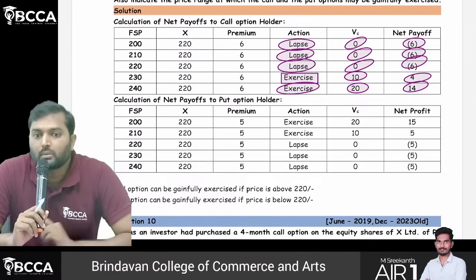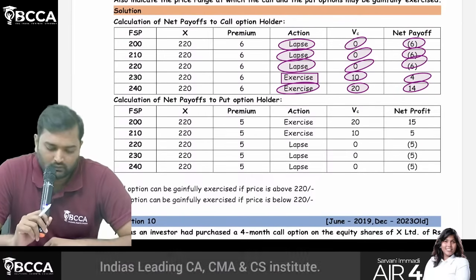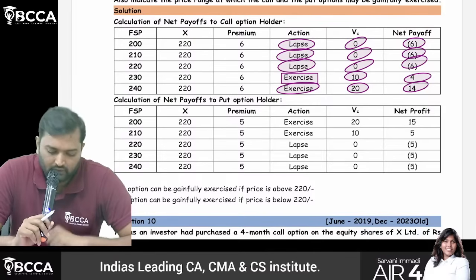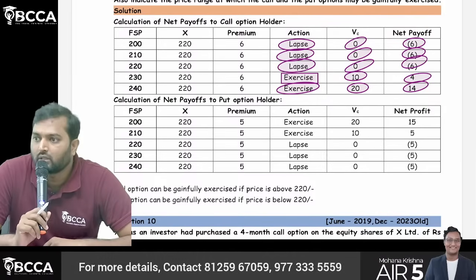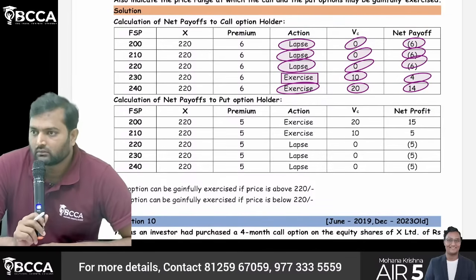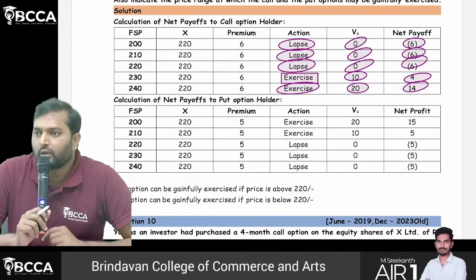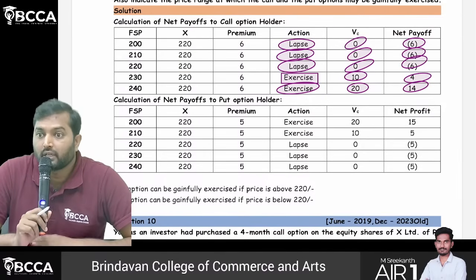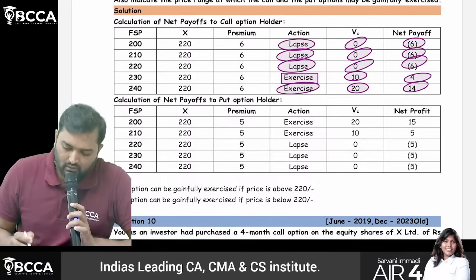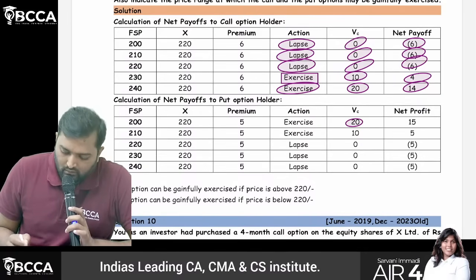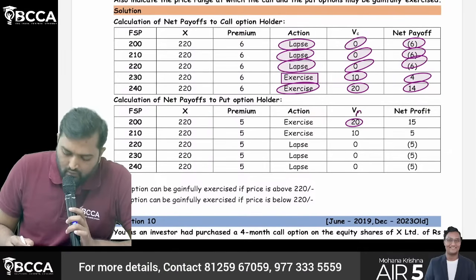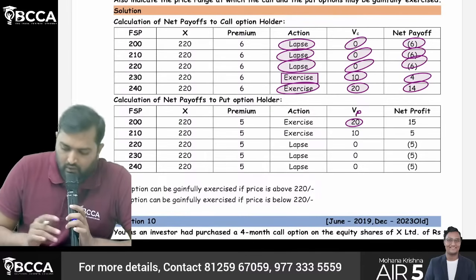Put option. Put option means what? Right to sell. I have a right to sell at 220. First case, what is the price on maturity? 200. If I sell in the market, I will get only 200. But if I exercise a put option, I will get 220. So tell me what is the value of a put? Value of a put is equal to 20.